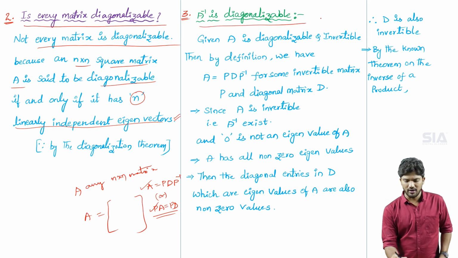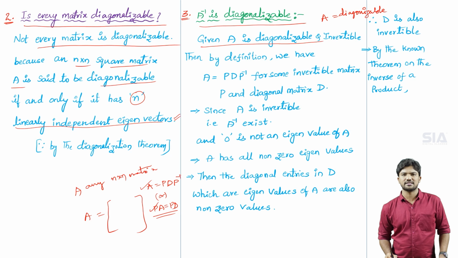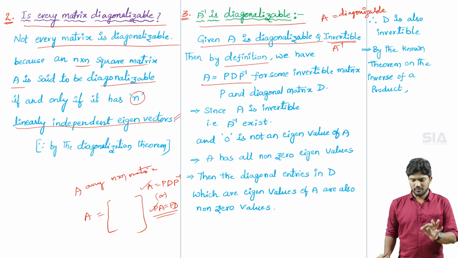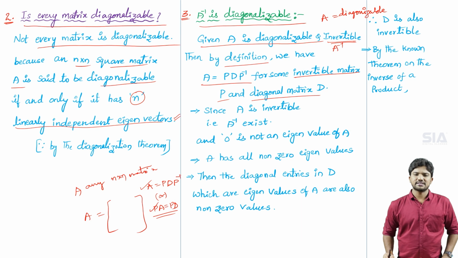From the statement we have capital A is a diagonalizable matrix, and that A has an inverse also. See here, given capital A is diagonalizable and that capital A is invertible also. That means we have A inverse. Then by the definition of a diagonalizable matrix, we can write capital A is equal to P into D into P inverse, for some invertible matrix capital P and diagonal matrix capital D.